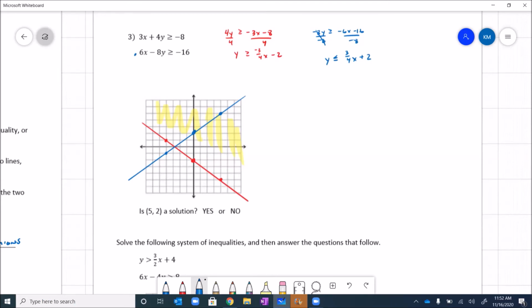Is (5, 2) a solution? 1, 2, 3, 4, 5. 1, 2, yes.